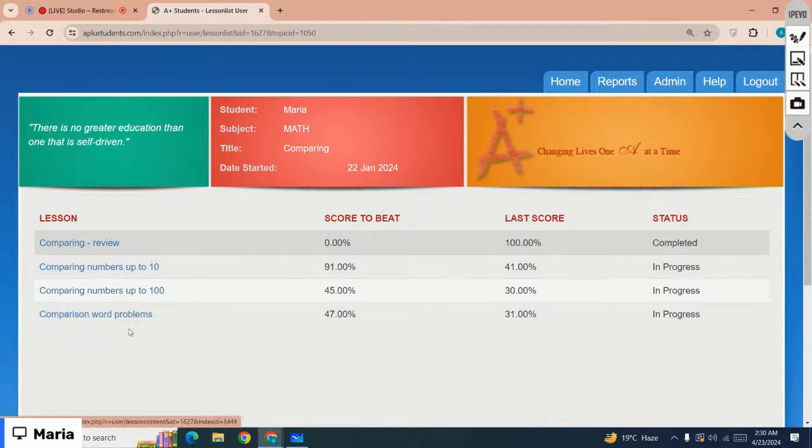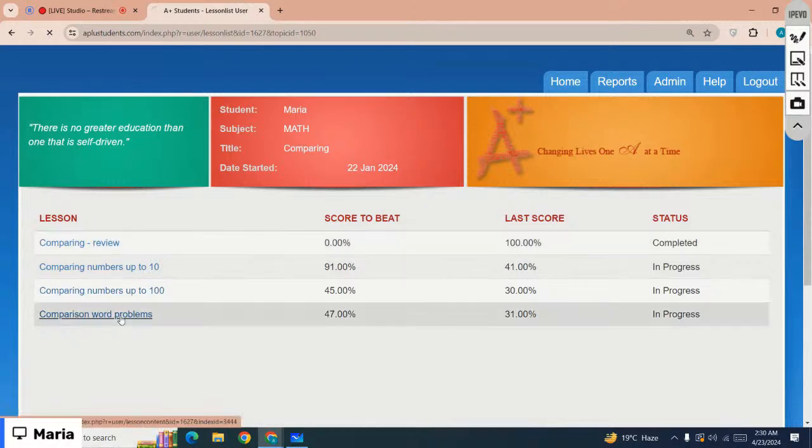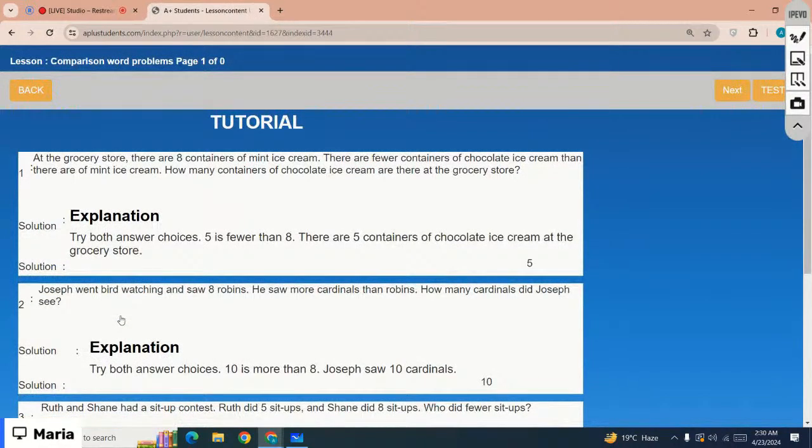The next one is comparison word problems. At the grocery store, there are 8 containers of mint ice cream. There are fewer containers of chocolate ice cream than there are of mint ice cream. How many containers of chocolate ice cream are there at the grocery store?